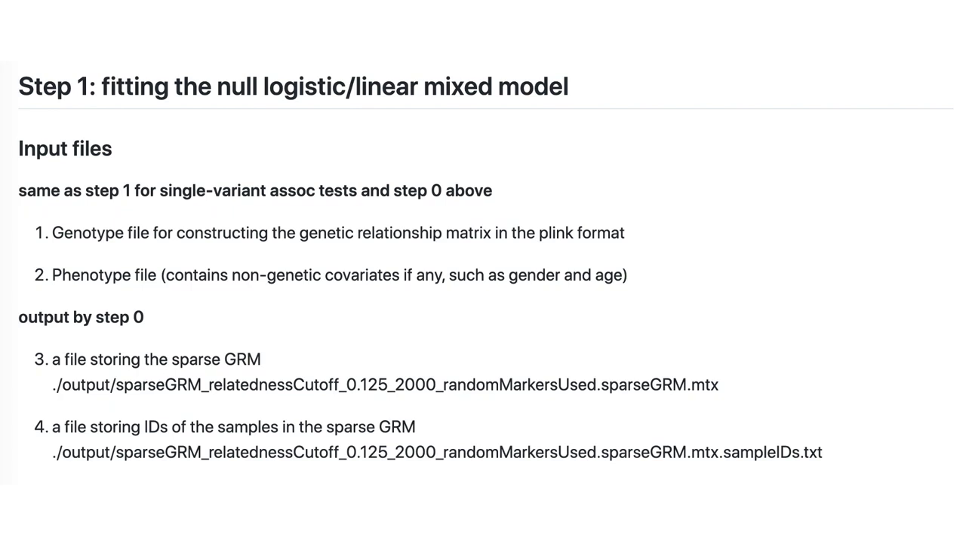Then we're running step 1 again. It is to fit a null logistic or linear mixed model. So step 1 asks for 4 input files instead of 2, as we see in SAIGE. The first 2 are the same as step 1 for single variant association test in SAIGE. It's the plink file storing the genotypes and a phenotype file containing the phenotype, covariates, and sample ID information. And the last 2, the third and fourth ones, are output by step 0, which are a file storing the sparse GRM and the file storing the sample IDs in the sparse GRM.